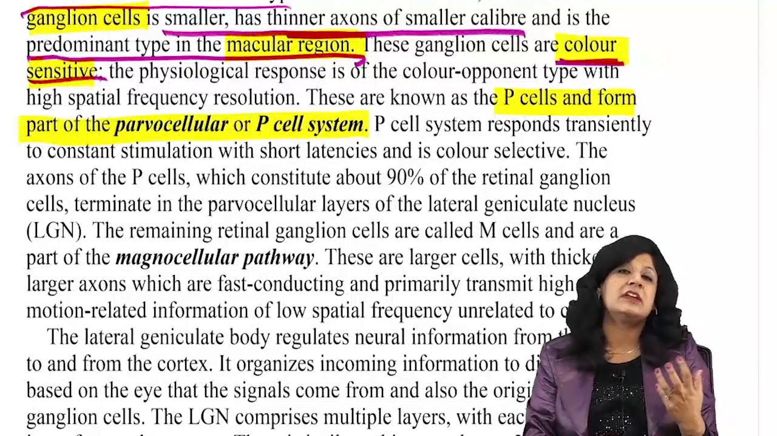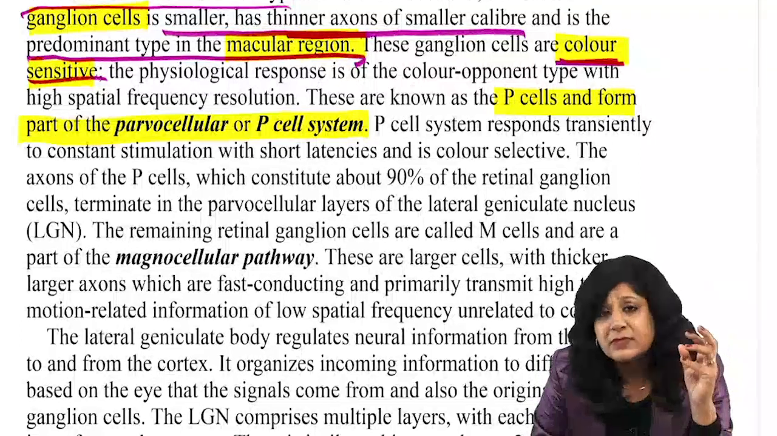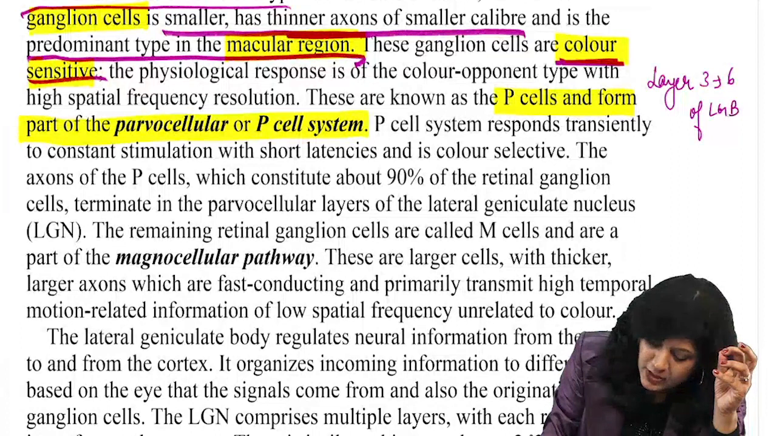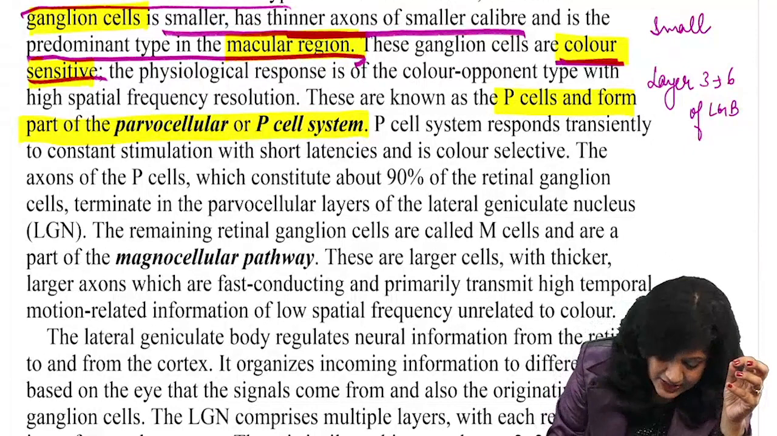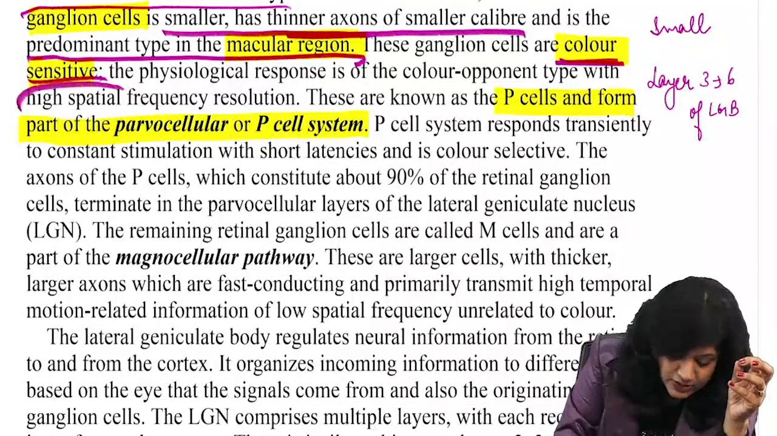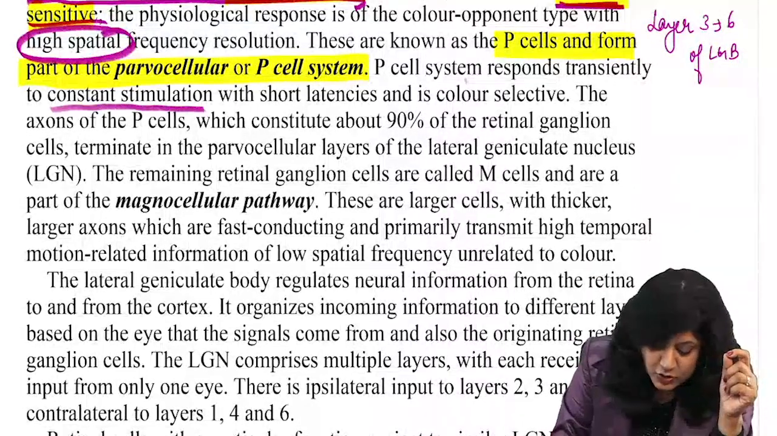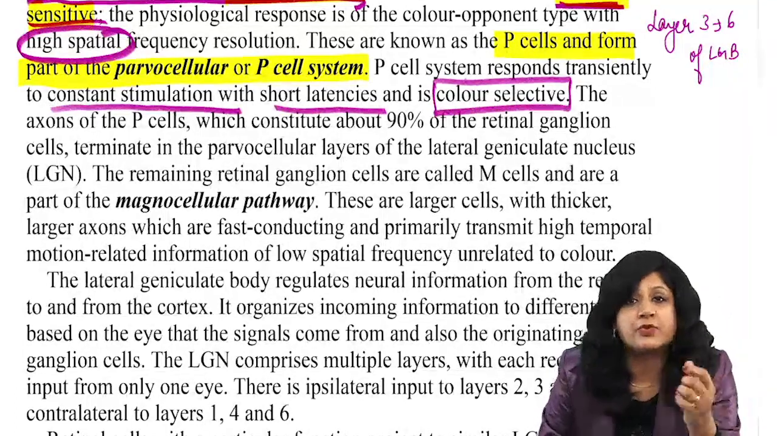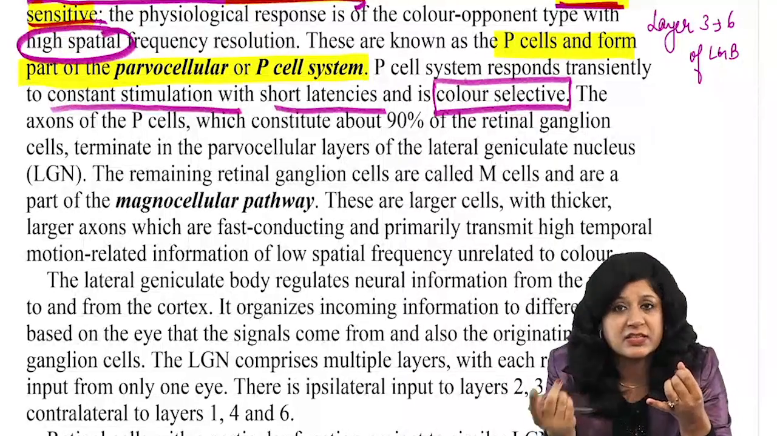So you already know that certain kinds of cells which are small in size are present in the parvocellular pathway. And these parvocellular ones are actually layers 3 to 6 of the lateral geniculate body. So these are your small size cells and they are responsible for the very, very fine details. So here also high spatial frequency is required. Now these P cells respond transiently to constant stimulation with short latencies and are also color selective. So I always tell you that it concerns the fine details, the color, the texture, the contrast. The same thing they are saying.